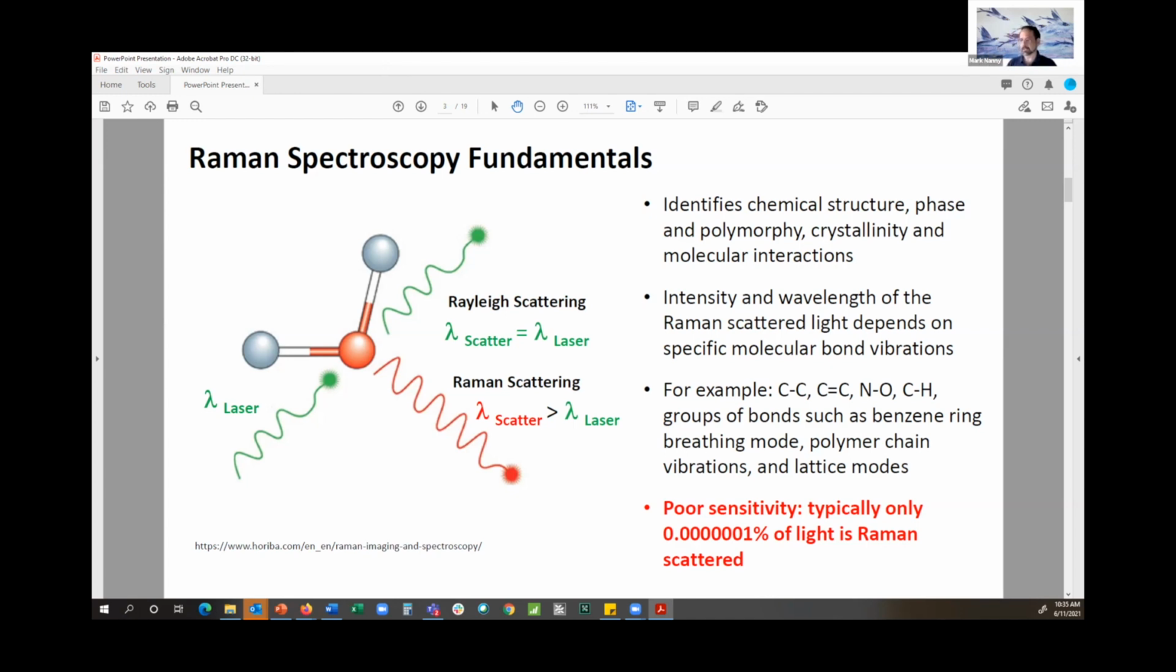Now, as I mentioned, that Raman scattering is very, very insensitive, which really prohibits it as a tool for any kind of real-time sensing or even environmental sensors. And that's where we're tackling it with the surface-enhanced Raman spectroscopy.